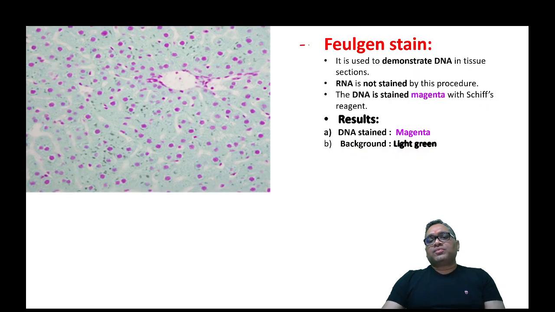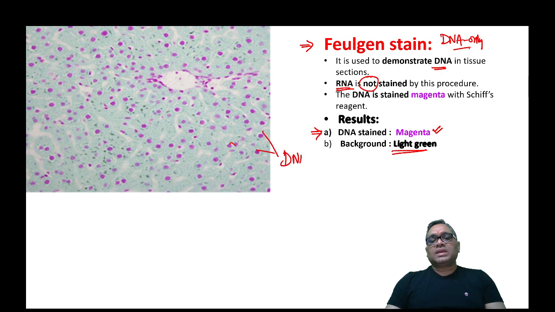Now this one is the Feulgen stain, which we use only for DNA. Remember, Feulgen stain is only for DNA. RNA is not stained by this, right? So Feulgen is only for DNA. DNA only. That's all. And what will be the color of DNA? DNA will be magenta in color, and the background will be light green. So whatever magenta color structures you are seeing here, all these are DNA by Feulgen stain, right?